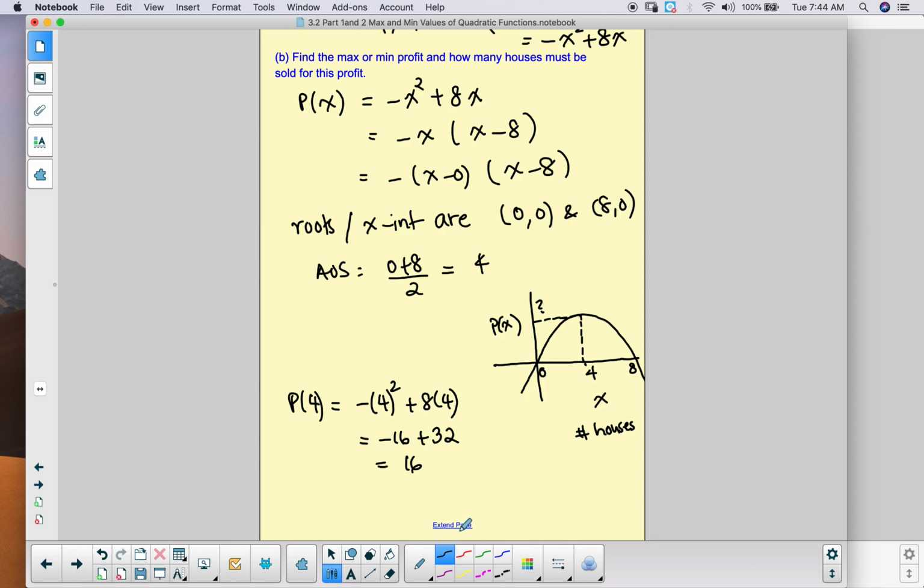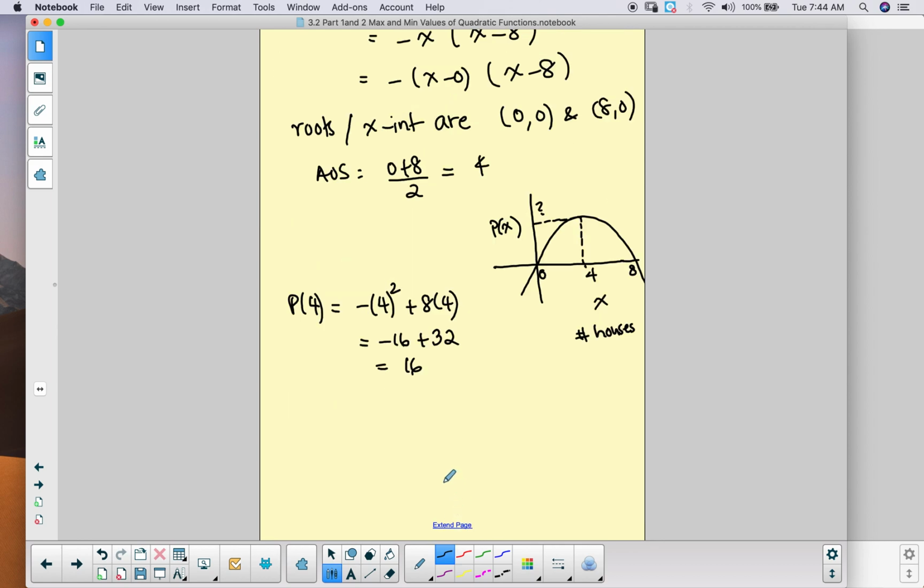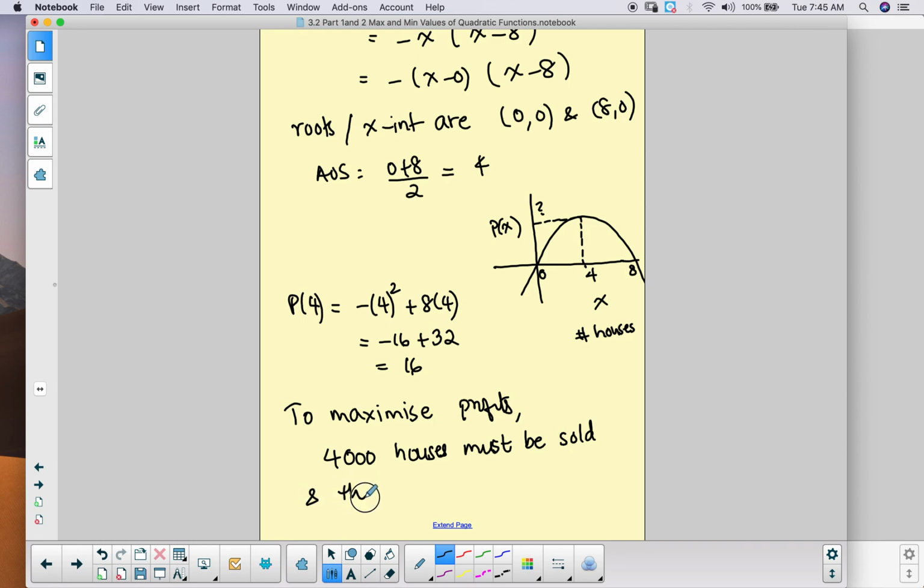So now you can see what the maximum profit is and how many houses must be sold. So to maximize profits, 4,000 houses must be sold. And the profits are 16. So profits is in thousands, so its profit is $16,000. Okay.